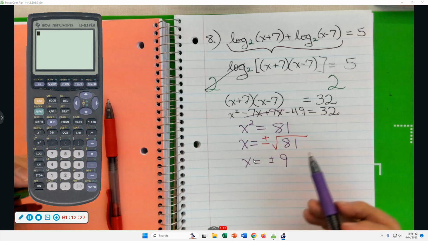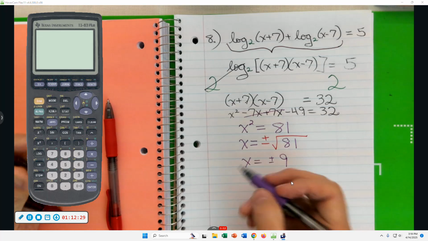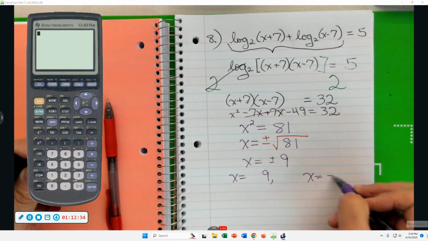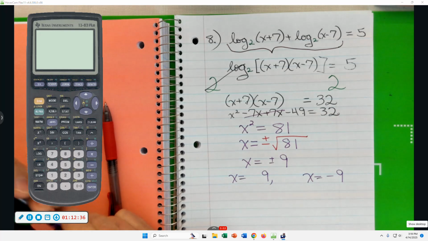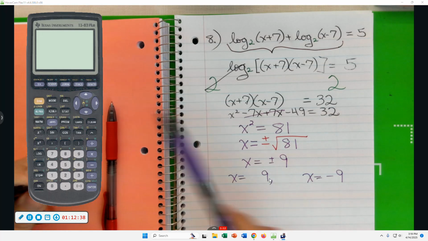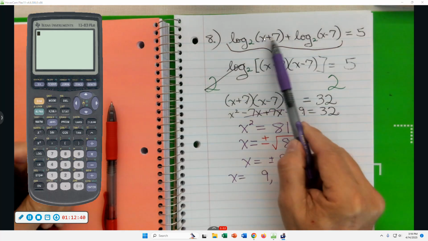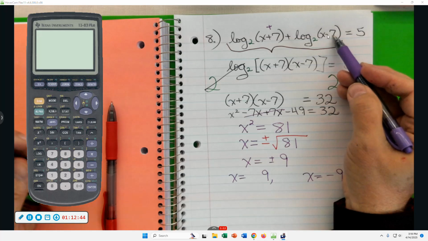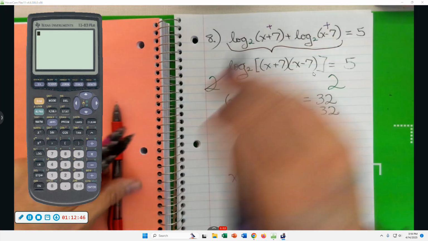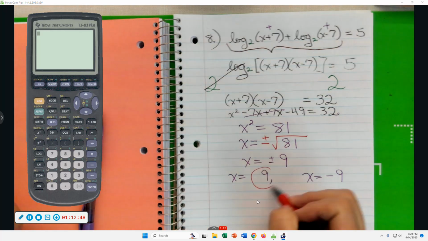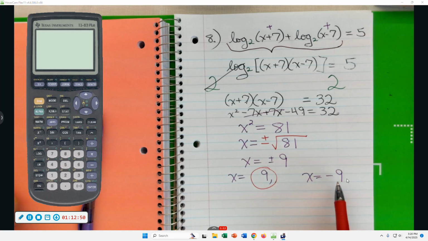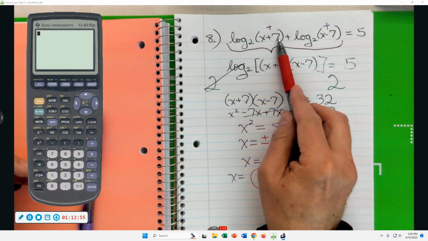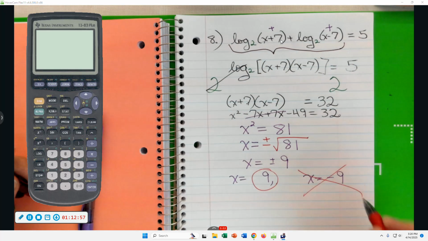Now, are both of those answers going to be acceptable? Is 9 and negative 9, are both of them acceptable? Take 9. 9 plus 7, that's positive. 9 minus 7 is positive. So positive 9 is okay. What about negative 9? Negative 9 plus 7, no, that is not positive.